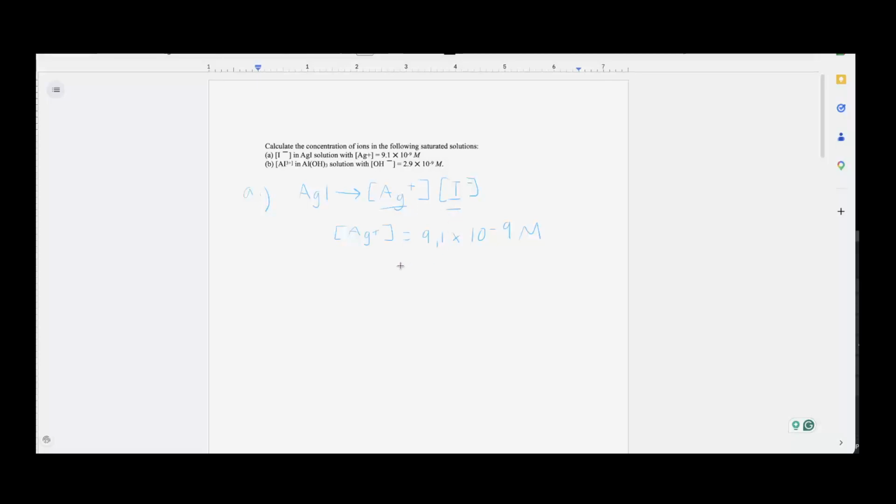So question A is pretty intuitive in that our concentration of iodine ions is equal to 9.1 times 10 to the negative 9. And that's because from the dissociation, we can see that for every 1 mole of silver, we have 1 mole of iodine ion.